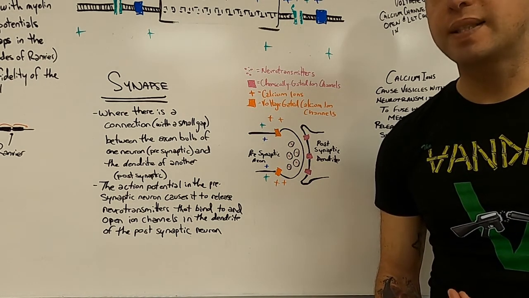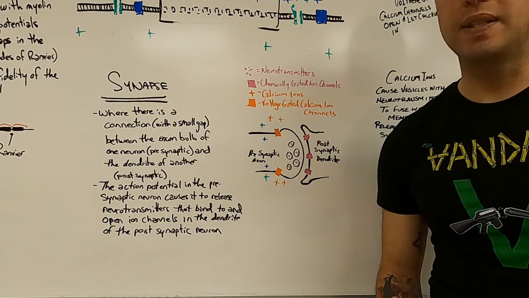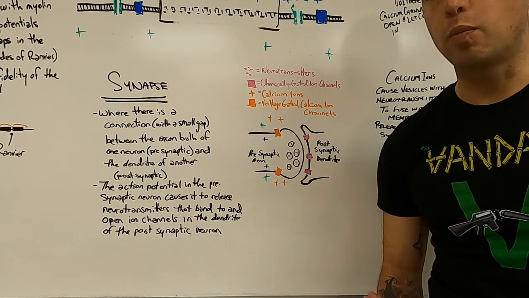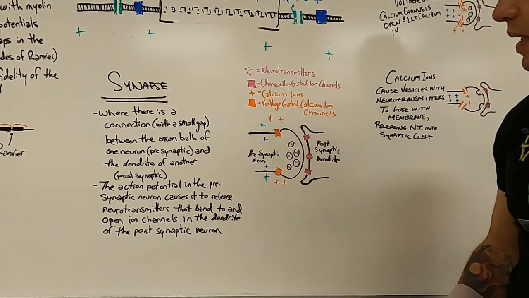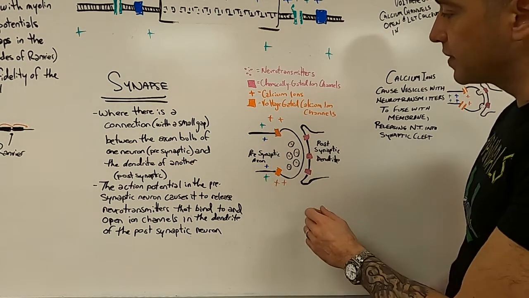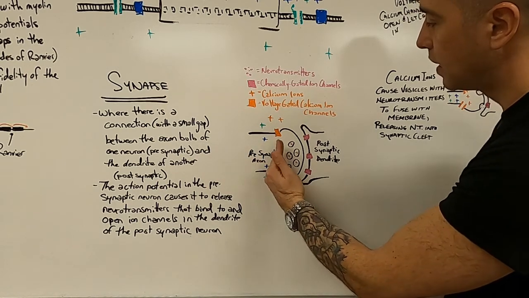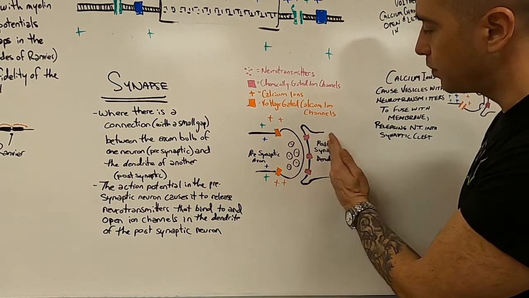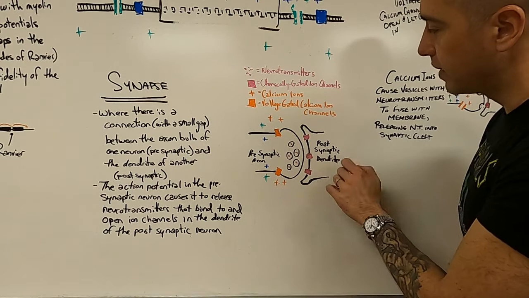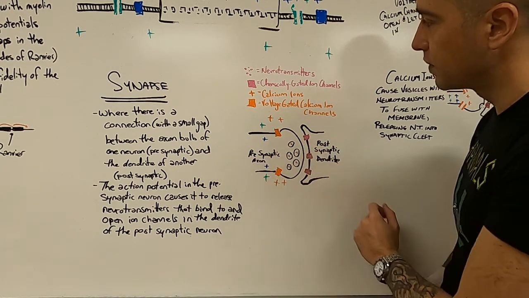And when they talk about a synapse firing, the synapse is releasing neurotransmitters to send a signal from one neuron to the next. And so here we have a diagram of one at rest. This is the presynaptic axon, or the one sending the signal. And this will be the one receiving the signal, the postsynaptic dendrite.